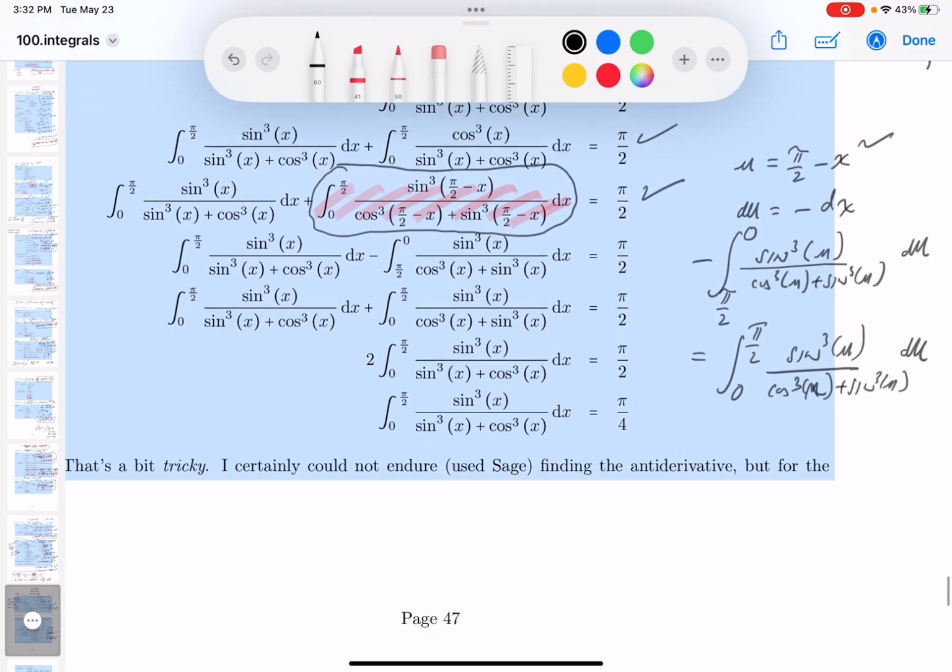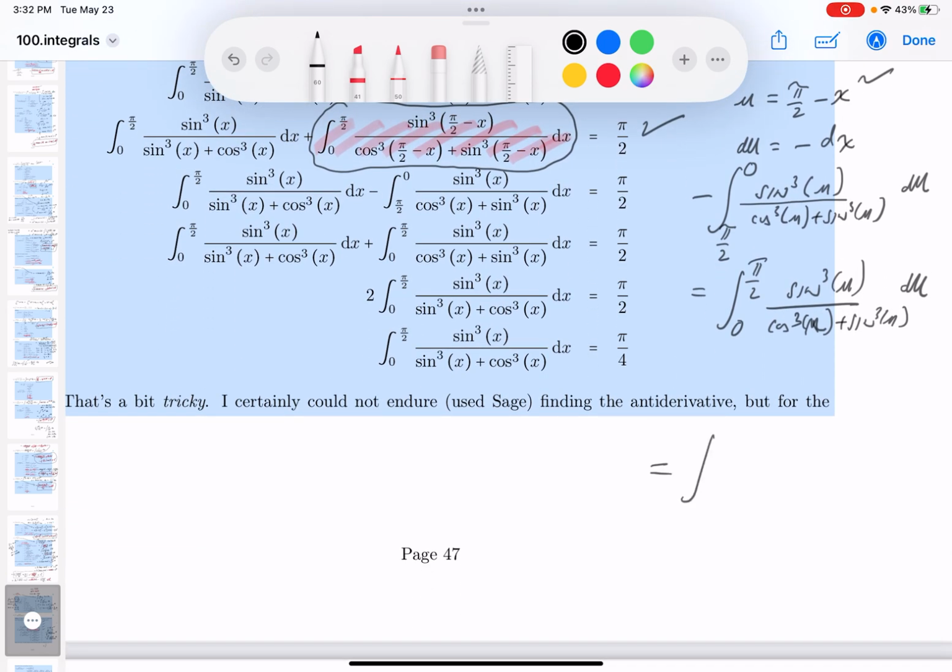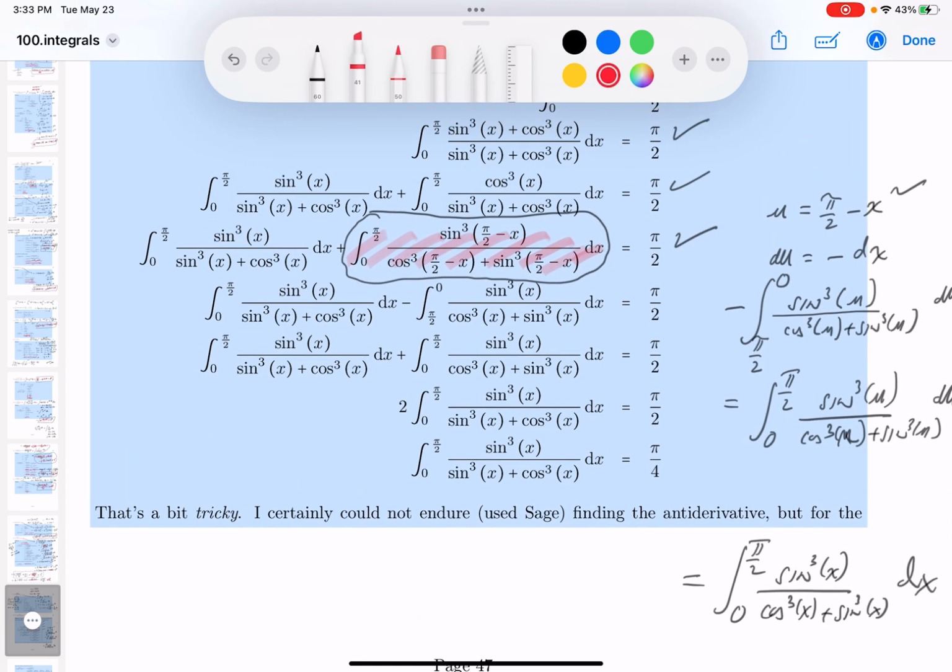Well, you can make another substitution. Go back to x's now. What are you going to get? 0 to pi over 2, making a very simple substitution right now, sine cubed of x over cosine cubed of x plus sine cubed of x dx. And that's where this line's coming from right over here. What do I got? Two identical integrals. Combine them together, divide both sides by 2, and you get the value for that, which is pi over 4. Relatively simple.